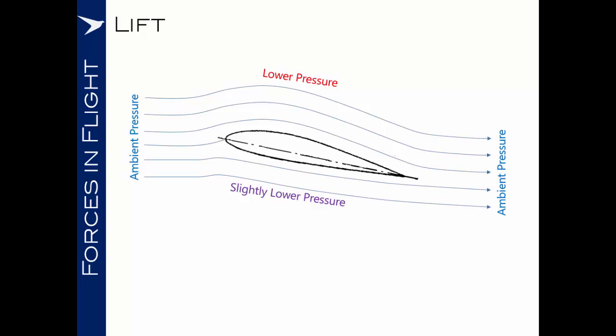So that creates a pressure differential between the bottom surface of the wing and the top surface of the wing, which sees lower pressure above the wing than below the wing. This pressure differential causes the wing to effectively be sucked up into the air.